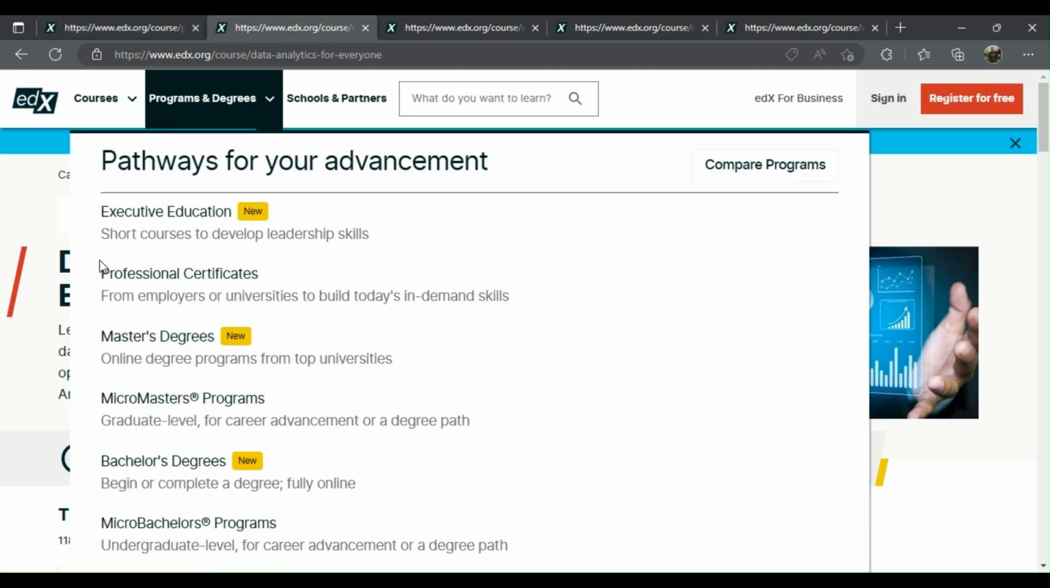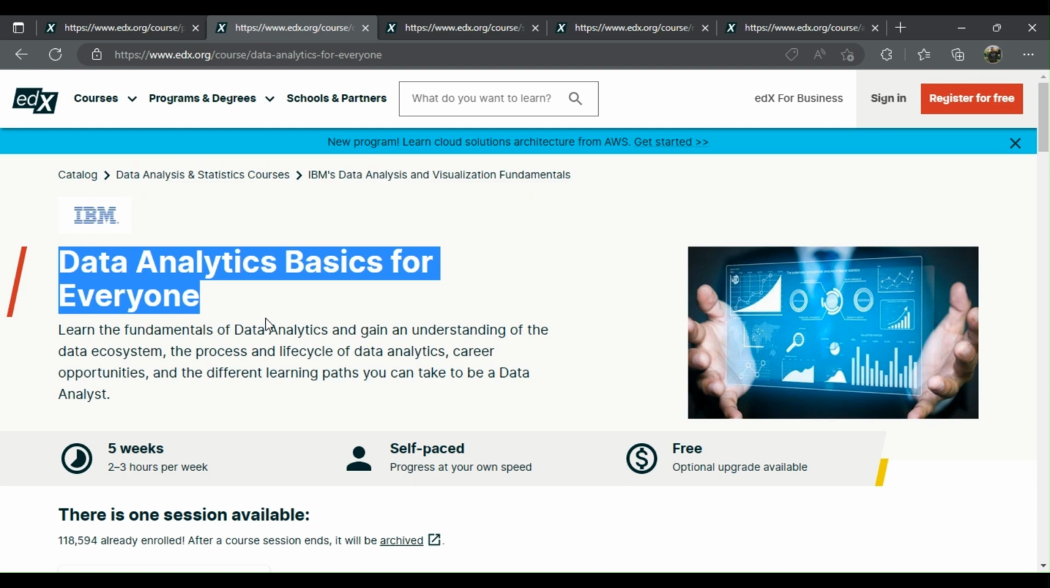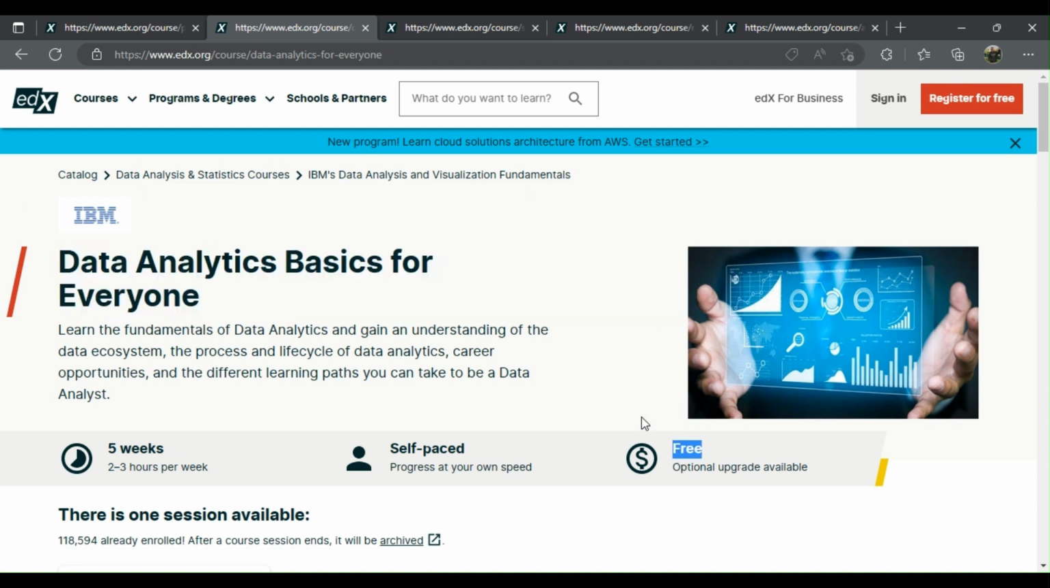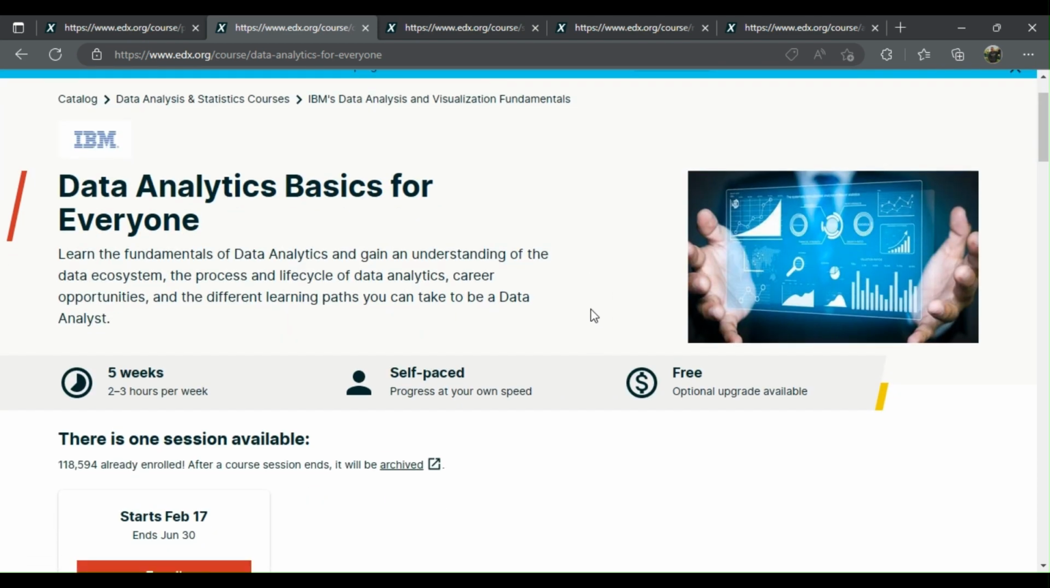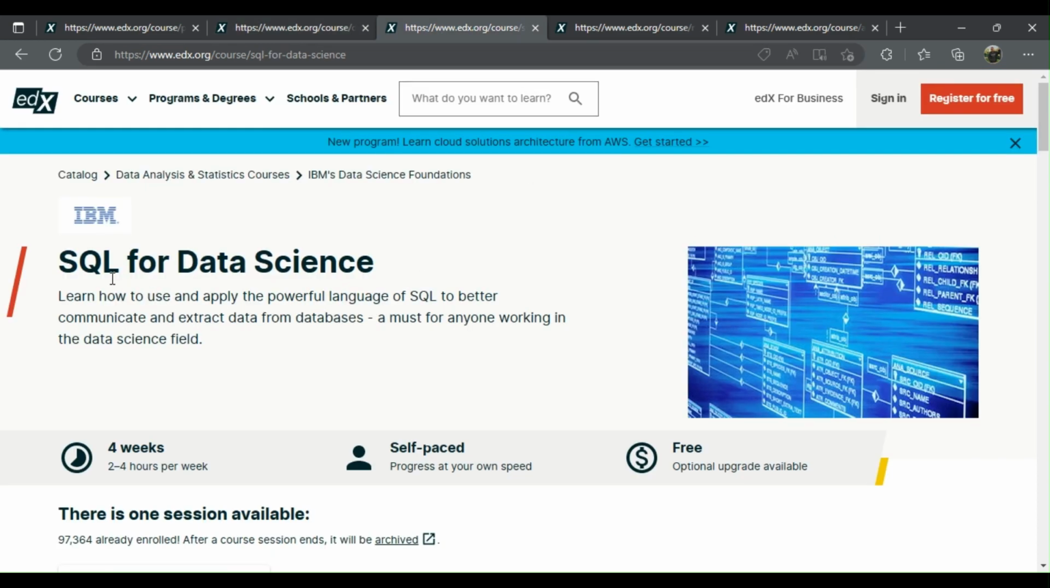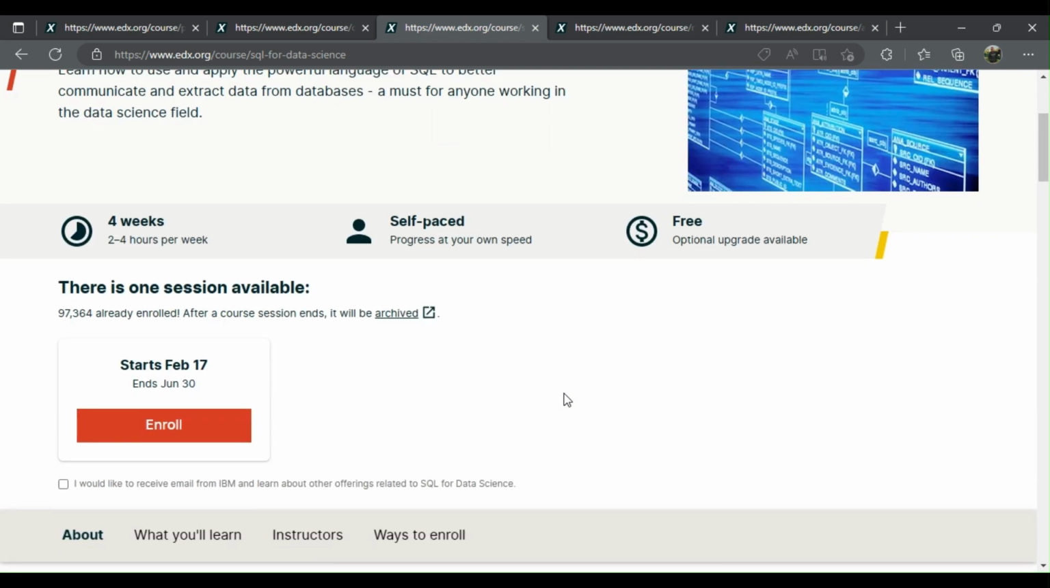2. Data Analytics Basics for Everyone. The course will take you through the process and life cycle of data analytics, and the next steps regarding learning paths and opportunities. 3. SQL for Data Science. This course provides the foundation you need to be a SQL wizard and a strong data scientist.